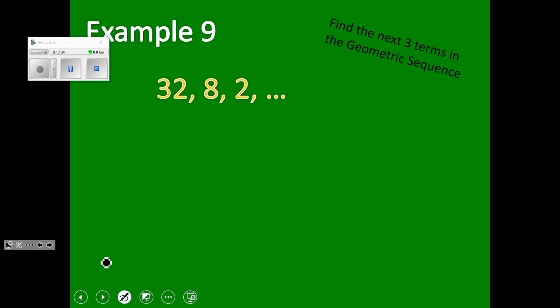Okay, so what is our common ratio? 1/4. Any questions on it being 1/4? Again, if you don't know what times 32 is 8, you can take 8 and divide it by 32. You get 0.25, but then you change it to a fraction, and that would be times a fourth. So what would the next 3 terms be?